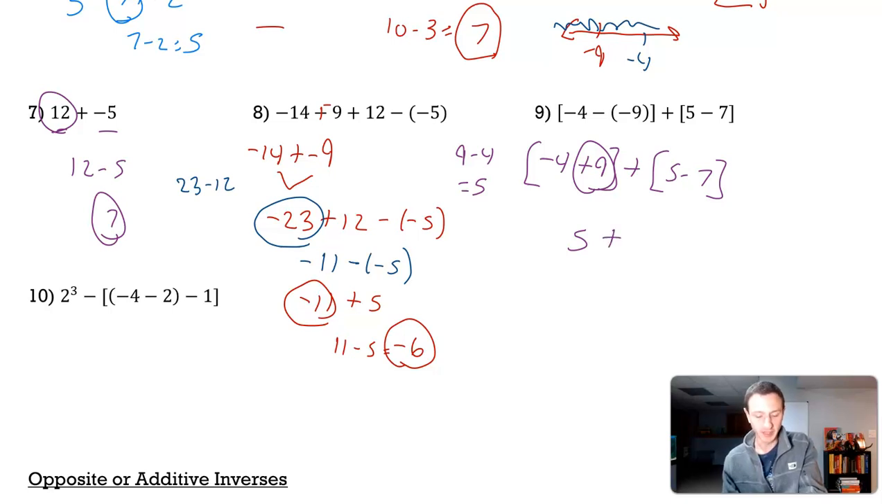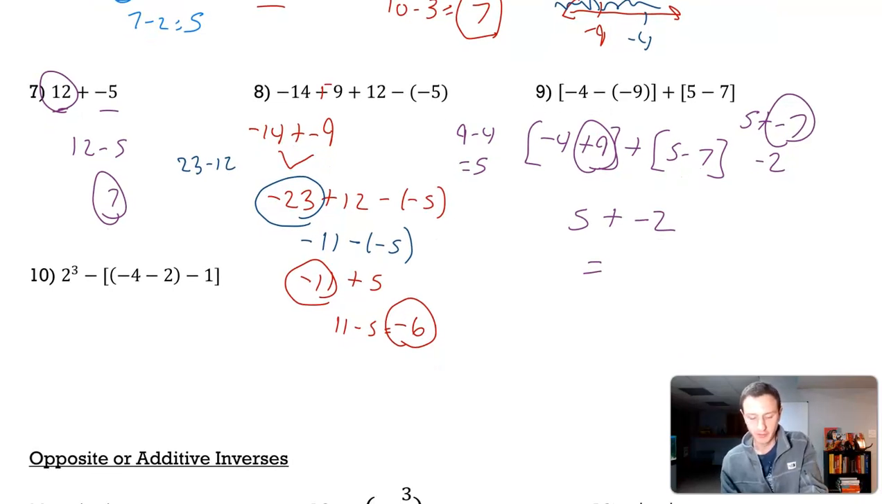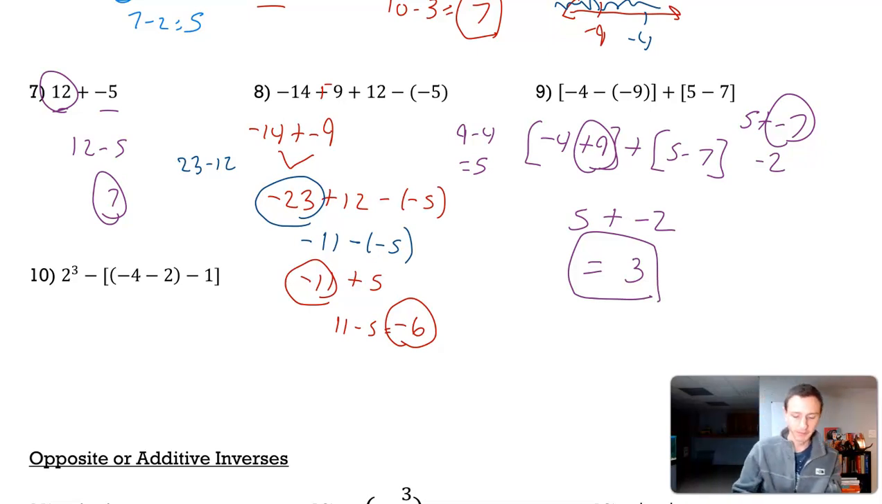Plus 5 minus 7. So 5 plus a negative 7. If you're at 5 and you go down 7, you're going to be at negative 2. 7 minus 5 is 2. The bigger number was negative, so negative 2. Then 5 plus negative 2 is 5 minus 2, which is positive 3. So that one comes out to be positive 3.